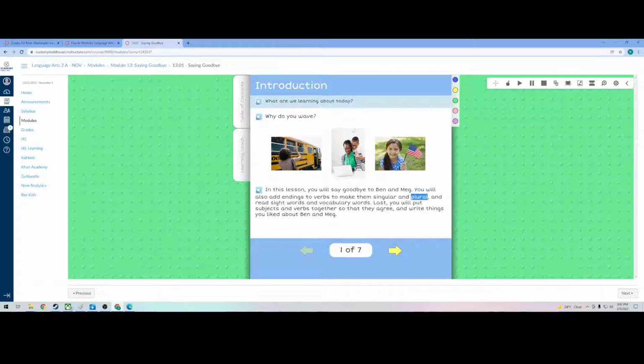And read sight words and vocabulary. Last, you will put subjects and verbs together so that they agree. This part we call subject-verb agreement. We will come to it.